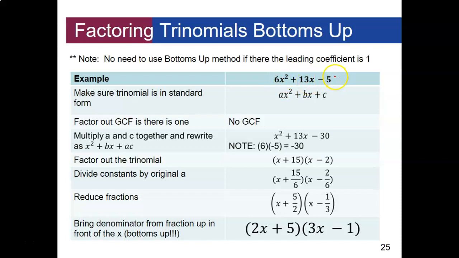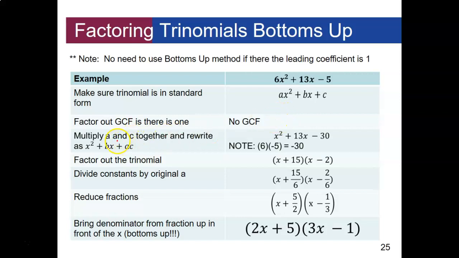So first of all, make sure that your trinomial is in standard form, which means x squared is first, and then your x term, and then your constant. So it needs to be in this form. Second thing, make sure there's no greatest common factor. If I had a greatest common factor here, I'd want to take that out. So we need to do these preliminary things before we really get into the bottoms up method.